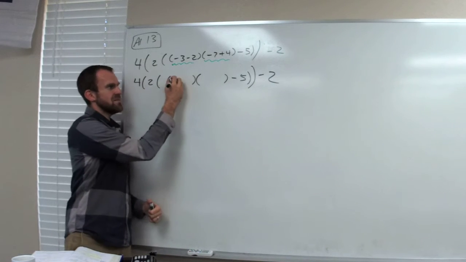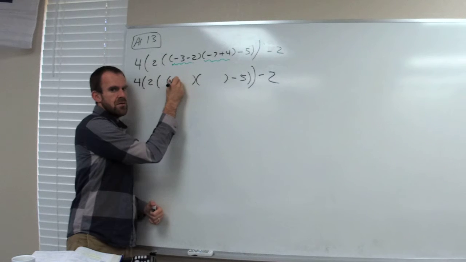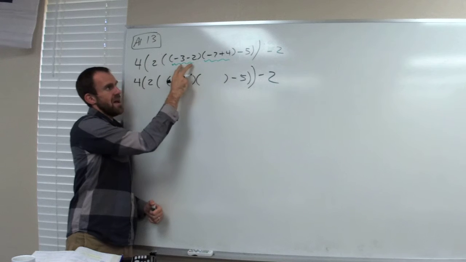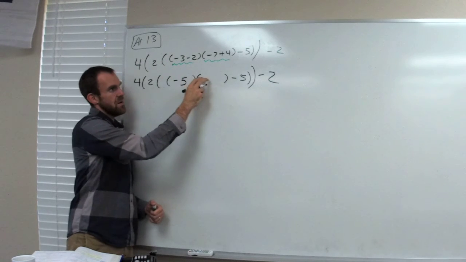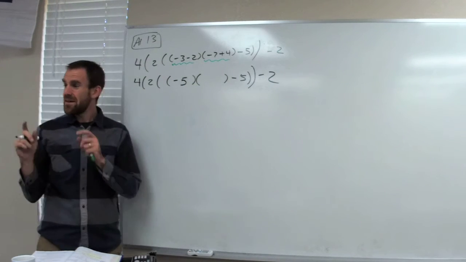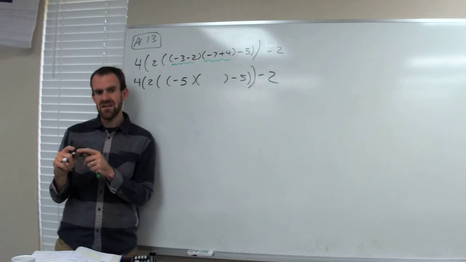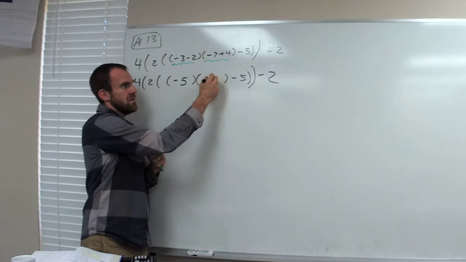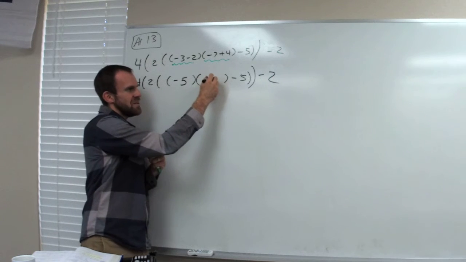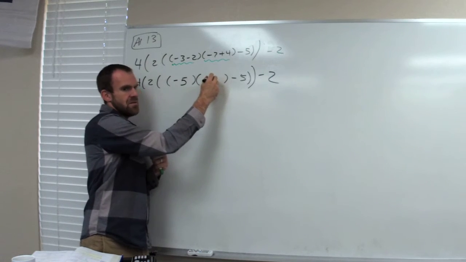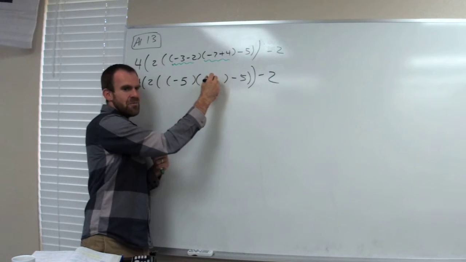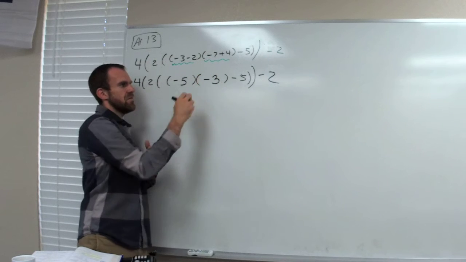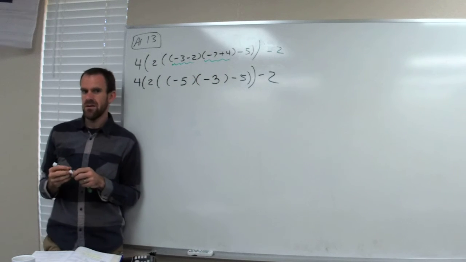Negative 3 minus 2 is? Negative 5. So you're going to add the numbers and then keep the sign. How about negative 7 plus 4? They have different signs, so you subtract. What do you get? 7 minus 4 is? 3. And then you keep the sign of the bigger number.